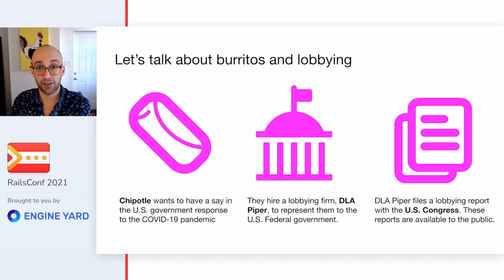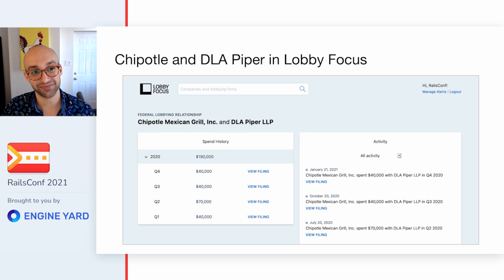And in fact, they have to file it quarterly for the length of their relationship with Chipotle, as long as they are Chipotle's lobbyist. And those forms are all made available to the public in giant zip files with a bunch of XML files in them. And that is our data source for this example.